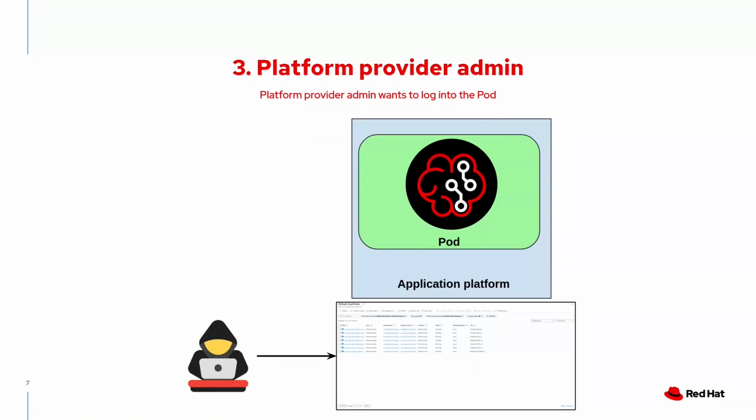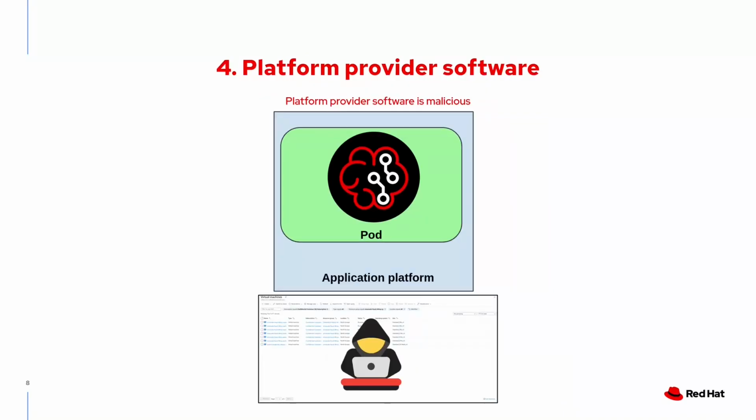Platform provider admin. He has privileged access to the infrastructure, so he can even try to access the hardware and dump memory content while secrets and data are being used. And to conclude, the platform provider software, which might be hacked to fetch applications memory and send it somewhere else.